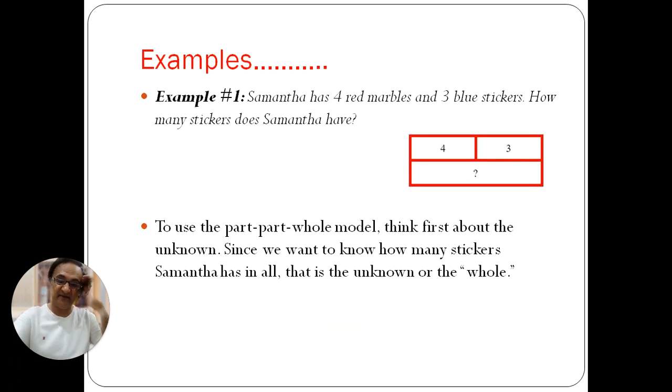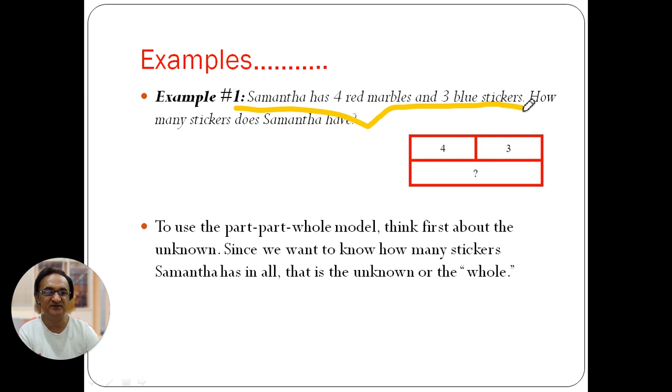This is an example of a type of question. They can ask you which method has been used. Suppose the question says Samantha has 4 red marbles and 3 blue stickers. Now actually this looks like addition, of course, but what exactly is the method we are going to apply? The method here is part-whole. When two parts combine, that makes the whole.